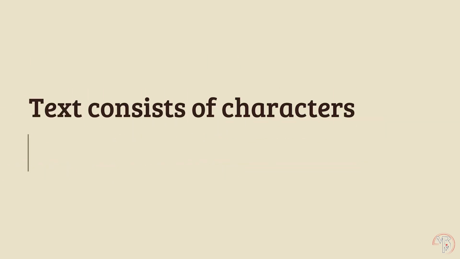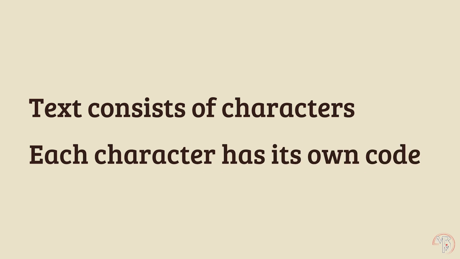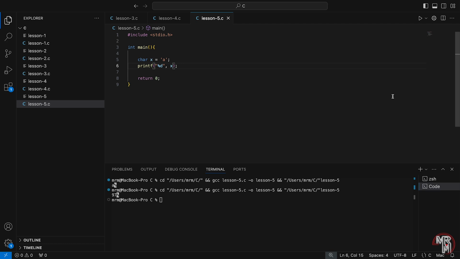Anyways, the bottom line is text and programming consist of characters. Each character has its own numeric code defined by the character encoding system such as ASCII or Unicode. So individual characters in C are essentially numbers, which means that we can do some basic math with character variables. For example, if we add 1 to the variable x, we will get the lowercase b. And if we add, say, 25, we will get, right, the lowercase z.